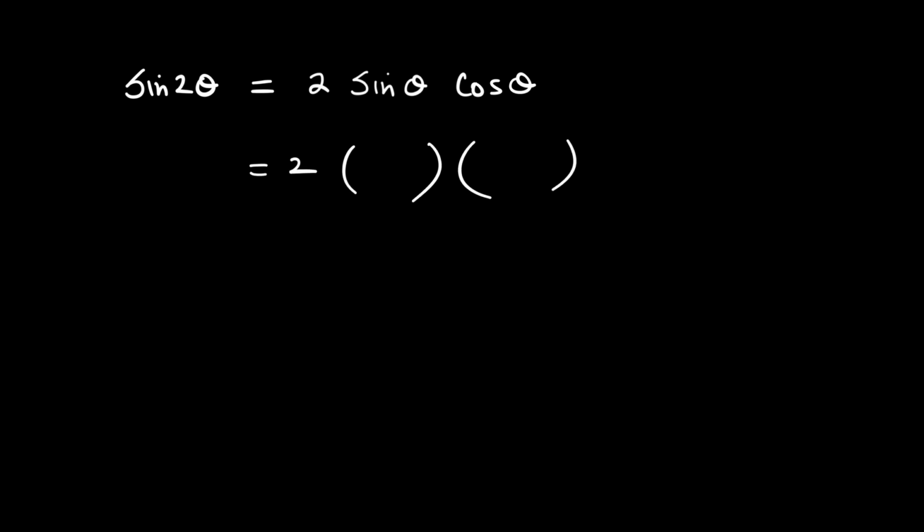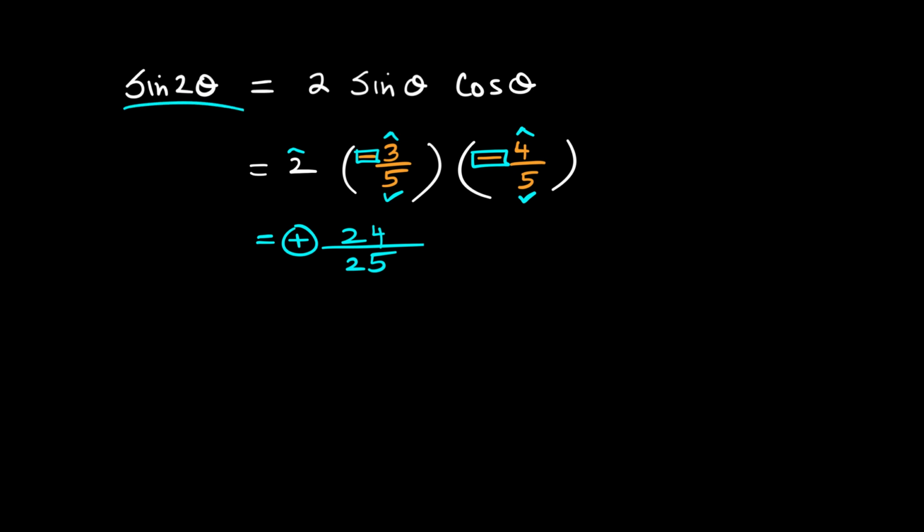Let's start with sine of 2 theta. That is 2 sine theta cosine theta. That is 2 multiplying with the value of sine theta multiplying with cosine theta. The value of sine theta is negative 3/5. The value of cosine theta is negative 4/5. Very first thing, the two negatives will cancel out. 2 multiplies with 3 multiplies with 4. That comes out to be 24. And the denominator is 5 multiplying with 5. That is 25. So sine 2 theta has a positive trigonometric ratio.